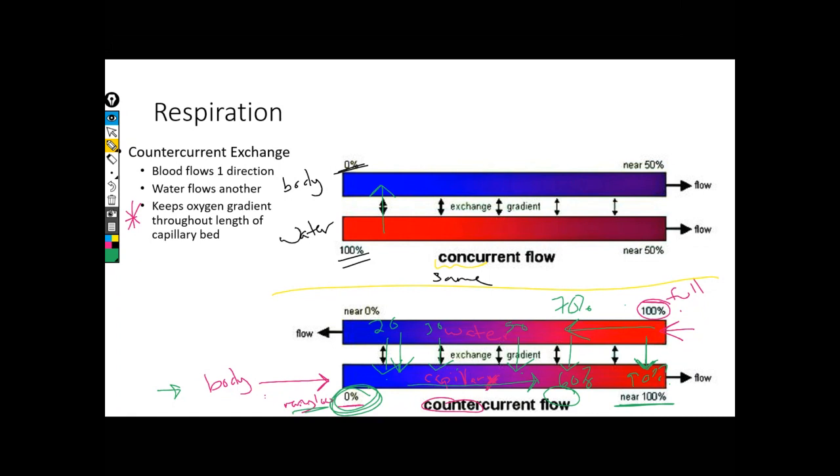But here's where we're going to run into a problem. As this happens, these are very large differences. Okay, 100 to 50, or 100 to nothing, right? That's a big difference. It's a big exchange. Okay, so we're going to see, just like when we used to do this in diffusion, right, a bigger error, indicating a bigger movement of solutes.